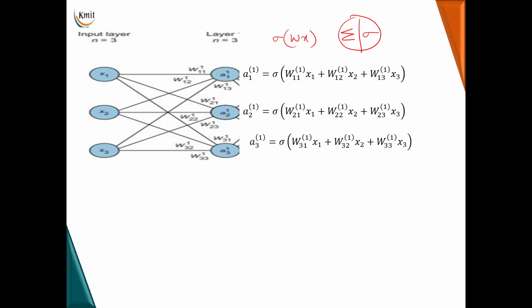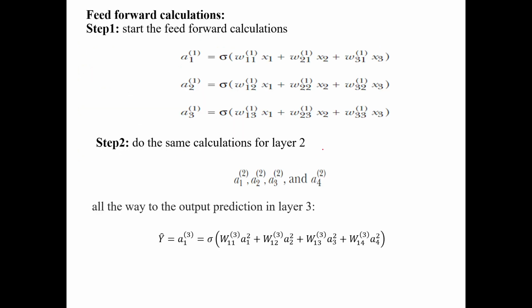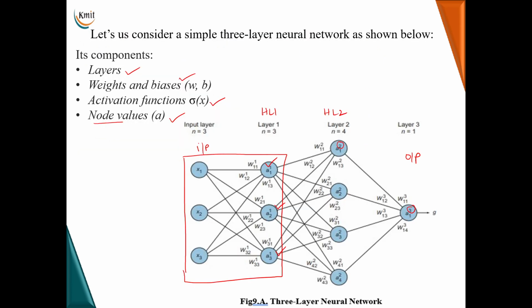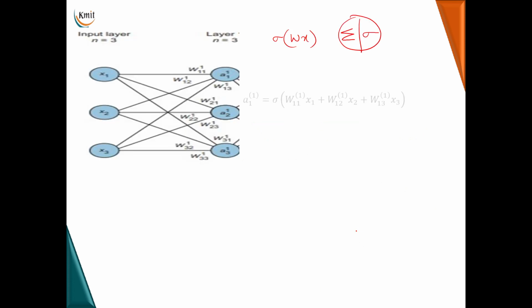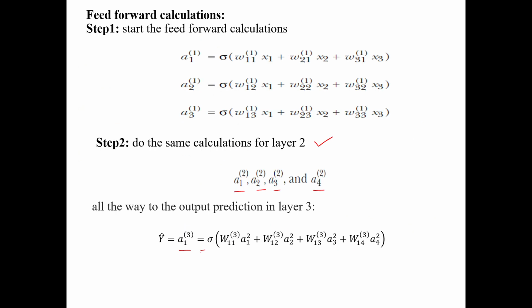Similarly, we calculate the outputs of the nodes of layer 2, and in layer 2 I have 4 nodes A1, A2, A3 and A4 respectively. Finally, I calculate the output, which is my predicted output, A13, which is equal to sigma of, you can easily calculate that, A12 into W11, A22 into W12, A23 into W13 and so on. So you got the predicted final output here.